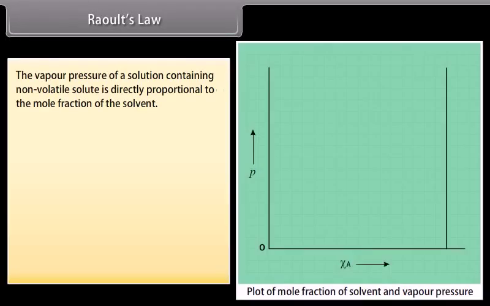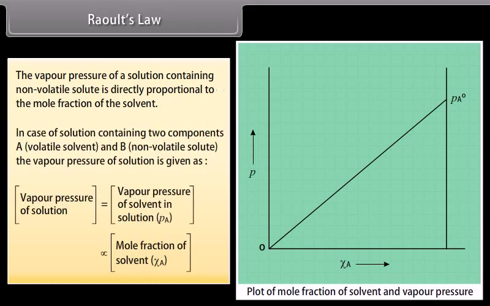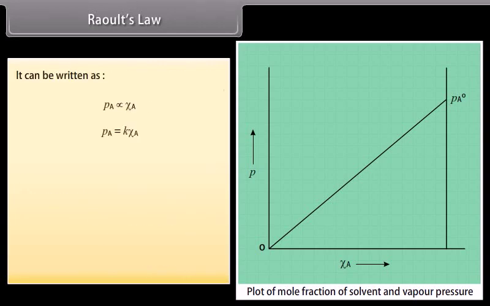Raoult's Law. The vapor pressure of a solution containing non-volatile solute is directly proportional to the mole fraction of the solvent. In case of solution containing two components, volatile solvent and non-volatile solute, the vapor pressure of solution is given as PA is equal to K into XA, where K is proportionality constant.